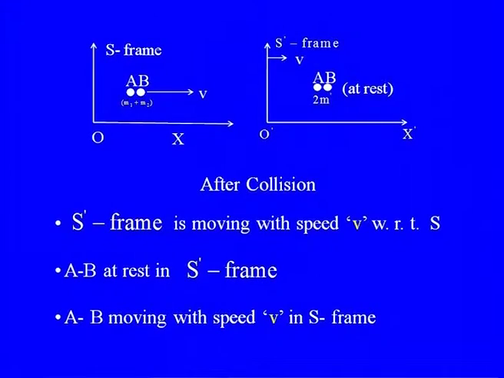So remember, after collision, we are still considering S prime frame to be uniformly moving with a certain speed v with respect to the S frame. Now in S prime frame, A and B is at rest, right? So what does it tell you? The S prime frame is moving with velocity v with respect to S. So what is the velocity with which A and B will be seen to be moving from S frame? Well, it's v, that's what we have.